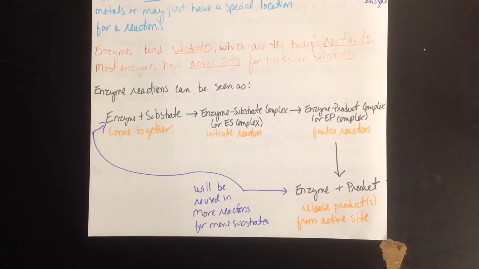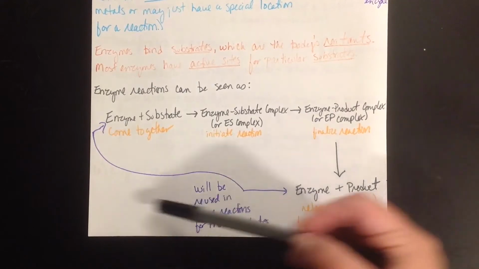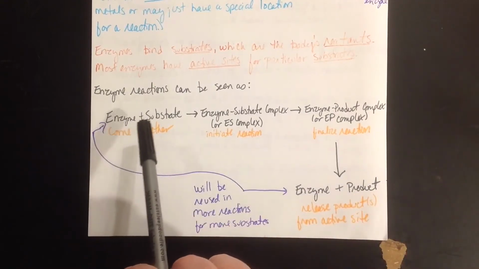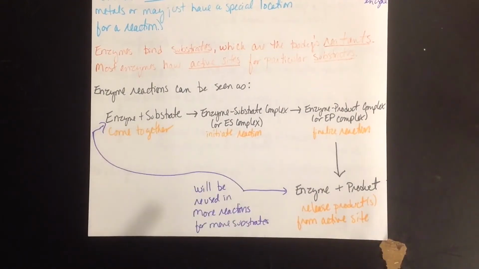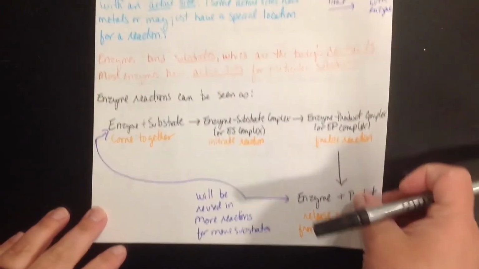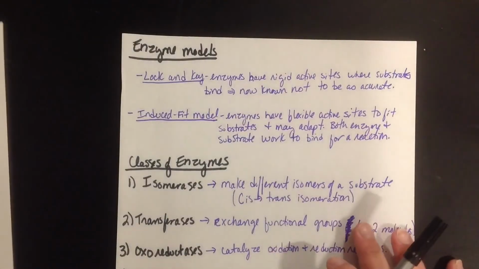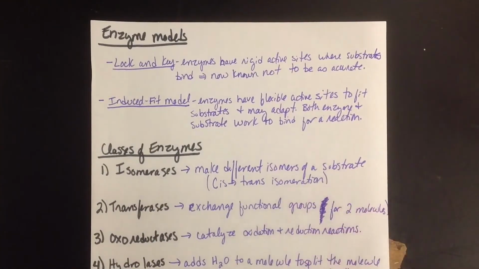Now, just like with a catalyst, the enzyme is not used up, and so it then repeats its reaction again, which means that you really only need a very small amount of enzyme to convert a whole bunch of substrates into products. Okay.